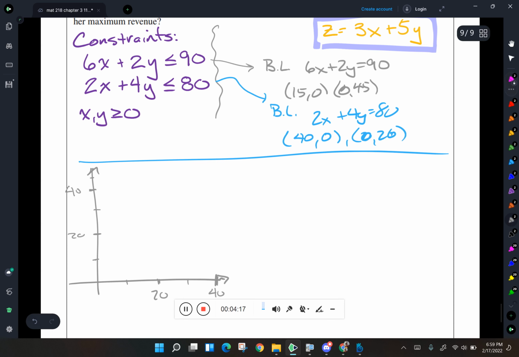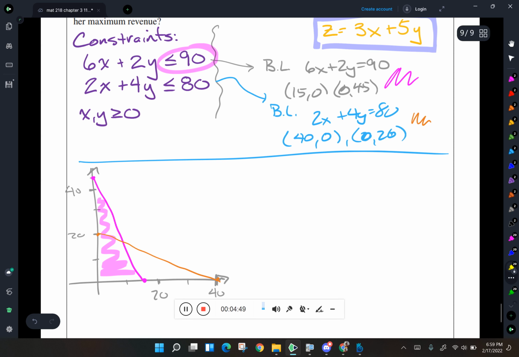I'll go ahead and sketch these. I'll use pink for the first one. It goes from 15 on the x to 45 on the y. I want less than for that one, so that means it's this piece over here. I'll use orange for the second one. The boundary line goes from 40 on the x to 20 on the y, and I want less than 80, so I want below that.